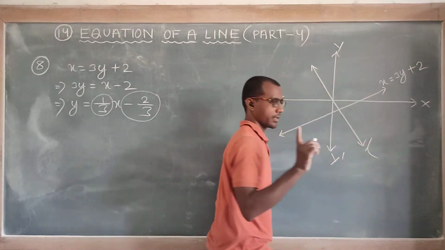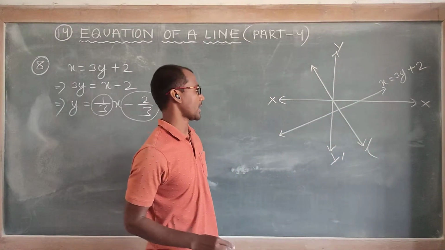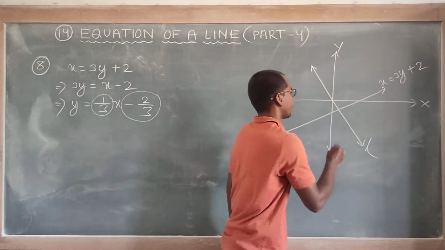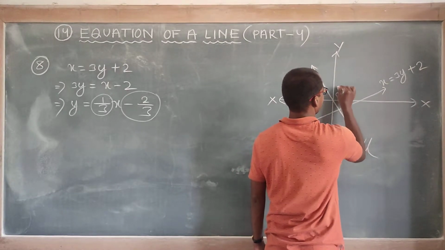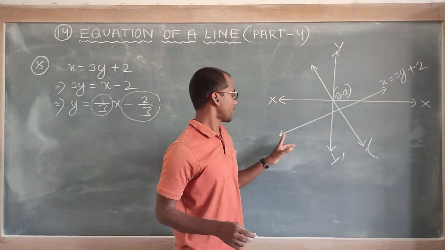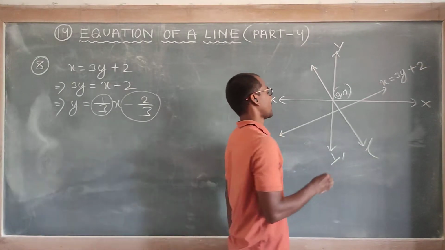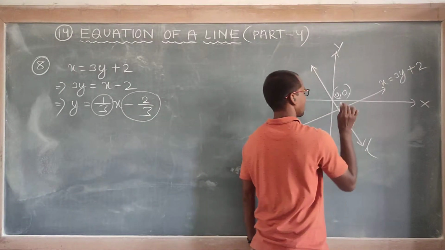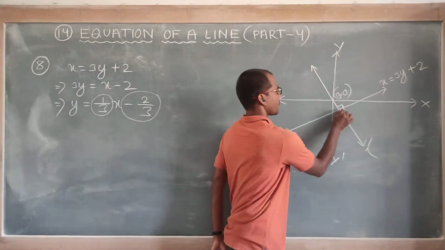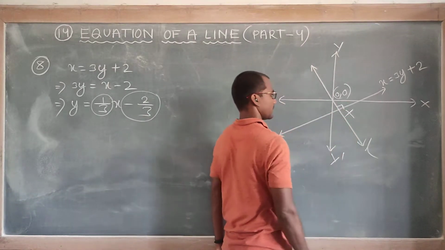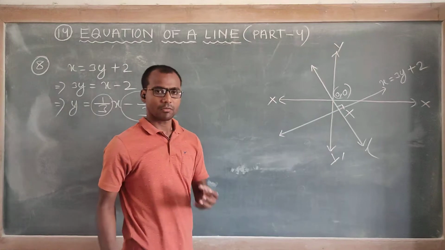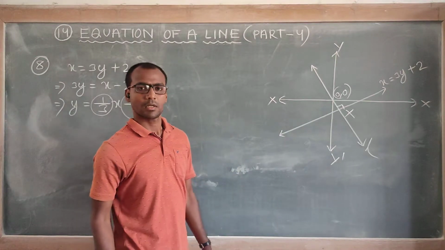So this is our target line. It is passing through the origin, meaning (0, 0), and is meeting this line at right angles. This is 90 degrees, and this point is X. We are required to find the coordinates of this point X.